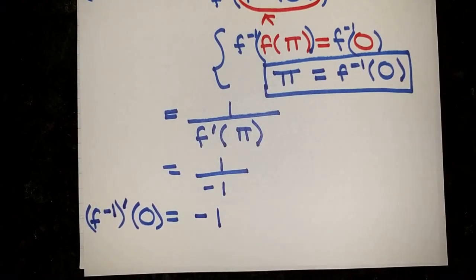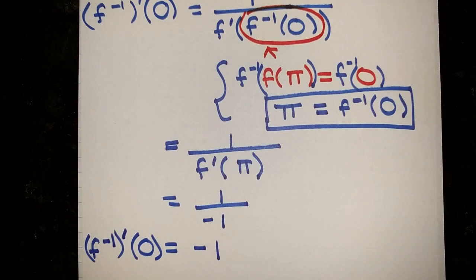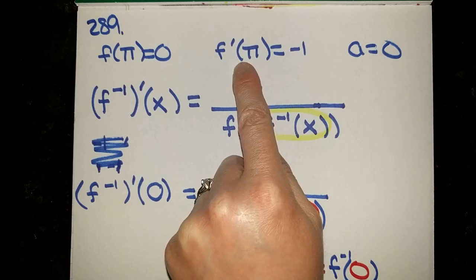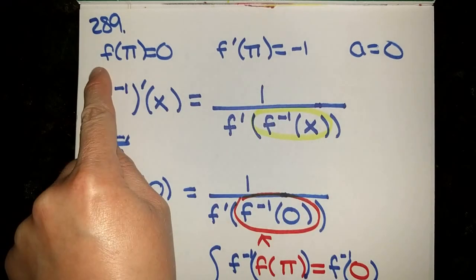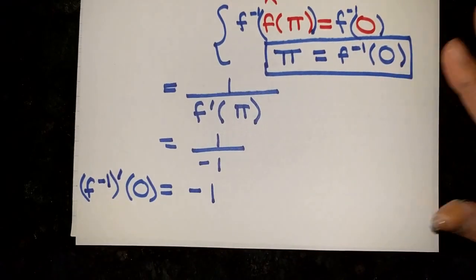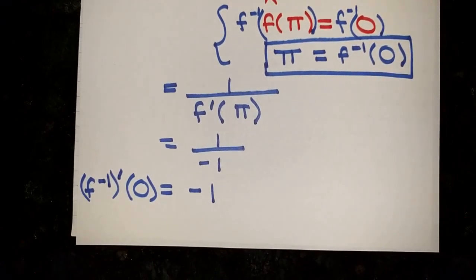And this is such an important theorem because a lot of times out there in the real world, you have data about what the function is evaluated at a point, and what the rate of change is evaluated at that point, and you can use that information to figure this out without ever actually having to compute the inverse function and then taking the derivative.